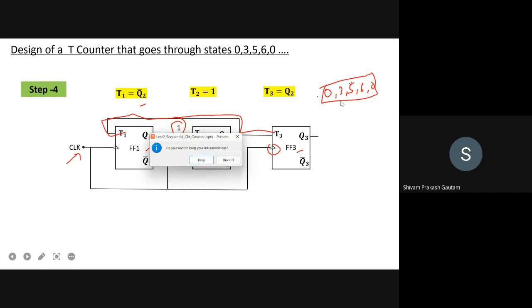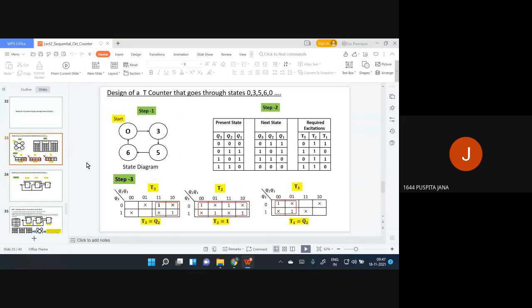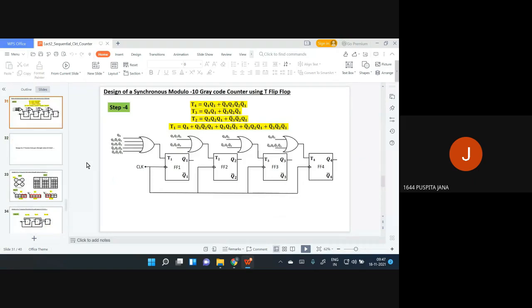Sir, is there any restriction on bits? Sir, this question is about 3 bits, and the previous question was 4 bits. Sir, how can I understand how many bits we have to choose?